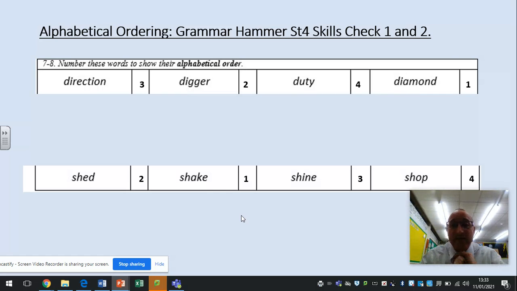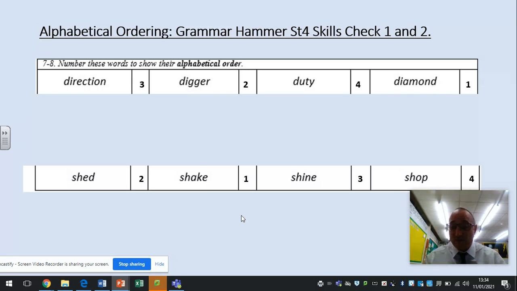Let's have a look at the second example here. We've got shed, shake, shine, and shop. All 4 words begin with SH. So we therefore need to look at the third letter for every one of them. So we've got E, A, I, and O. Well, A comes before any of those other letters, so shake must come first. E comes next, I next, and O after that.